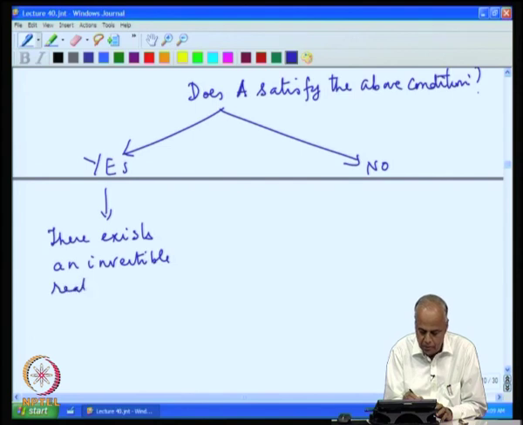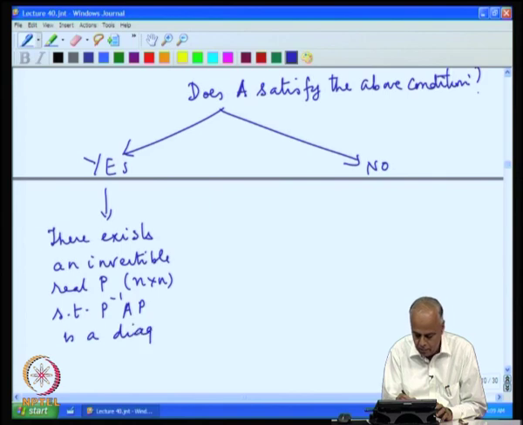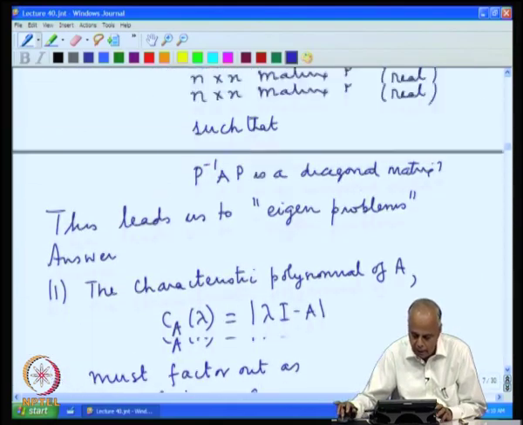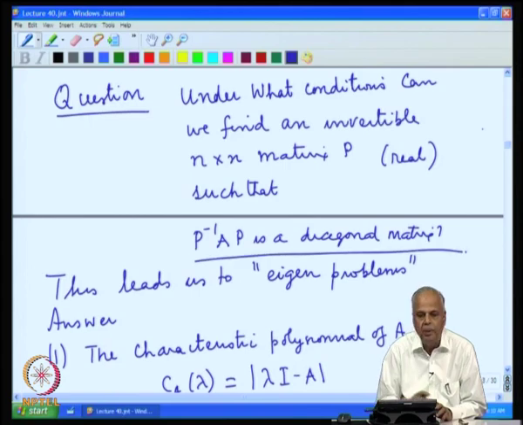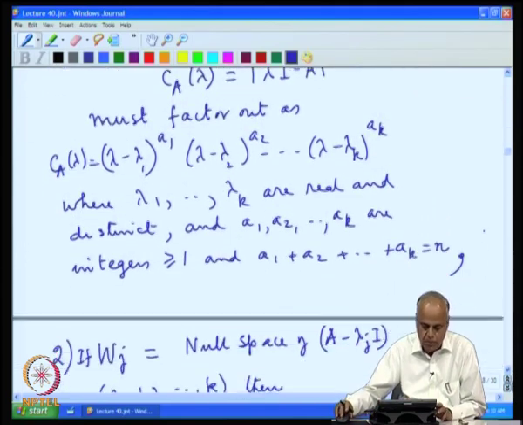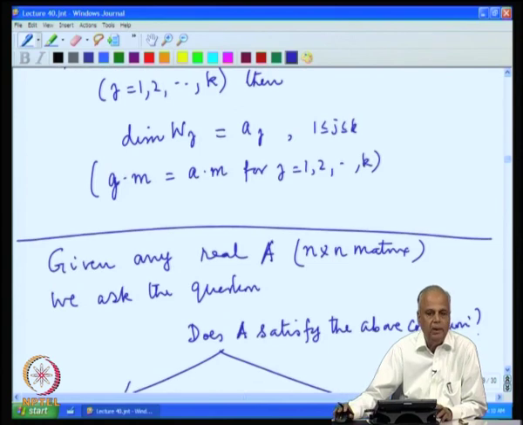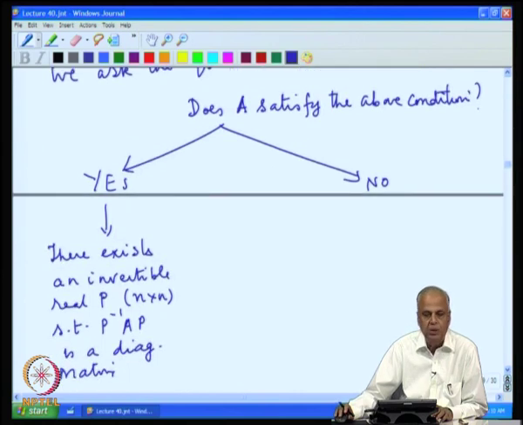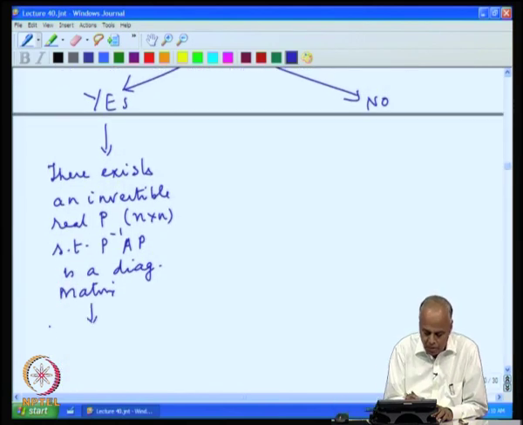real n by n matrix P such that P inverse A P is a diagonal matrix. So, our question was, under what conditions does there exist a P such that P inverse A P is a diagonal matrix. We have these two conditions. Now, we ask whether matrix A satisfies these two conditions, and the answer is yes. Therefore, there must be a P. What is such a P?